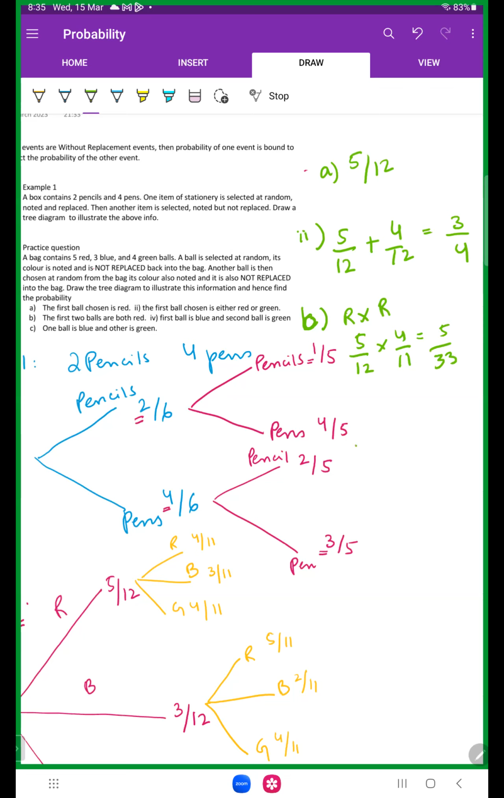Miss, if it is and we add, and if it's or we multiply, right? No. If it's and, you multiply. If it's or, you add. Okay.